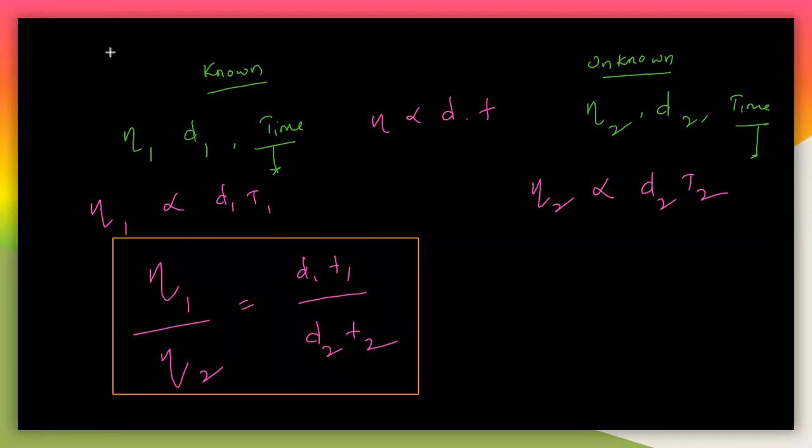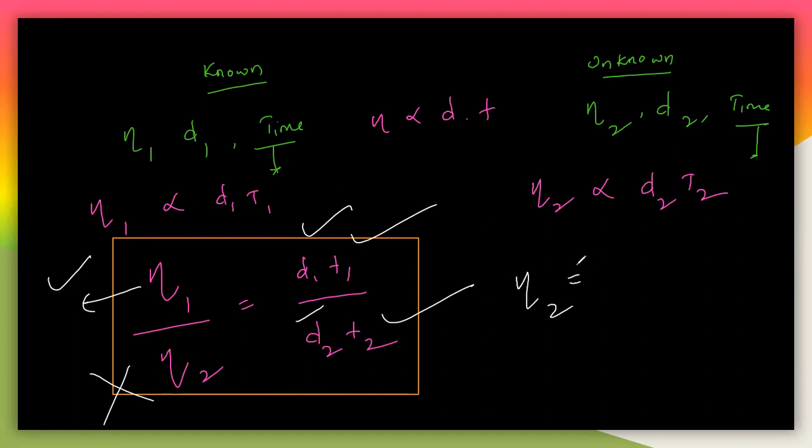This eta 1 is known here, very good, and this eta 2 is not known here. And this density we know, and time we will calculate in the experiment here. d2 also, we already know the density, and the time taken we will know when we do the experiment. So in this way finally I can calculate eta 2, the unknown solution's eta. So eta 2 equals eta 1 d2 t2 by d1 t1. So that is the equation for the coefficient of viscosity of the unknown solution.